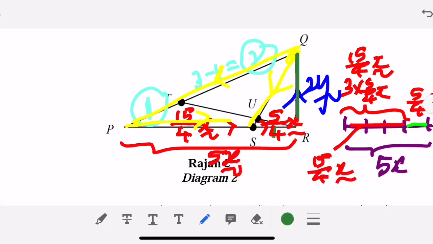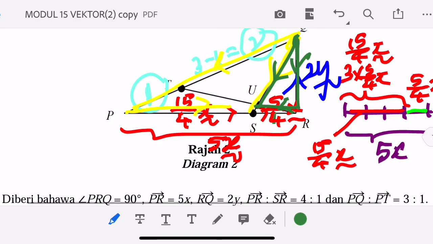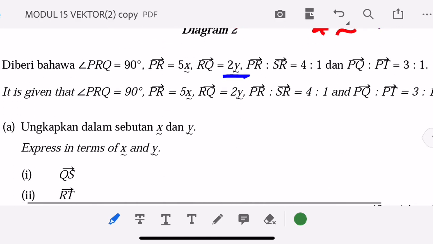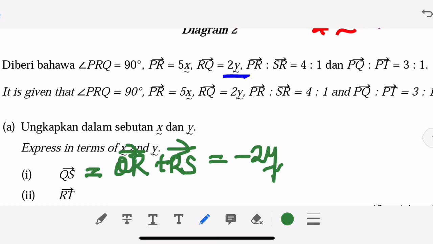So I will choose this one, the green road, because I have the vector negative 2y and negative 5 over 4x, right? So the resultant vector QS is actually QR plus RS, triangle law, right? Okay, let's write down the triangle law. QS is equal to QR plus RS. Now let's simplify: negative 2y minus 5 over 4x.